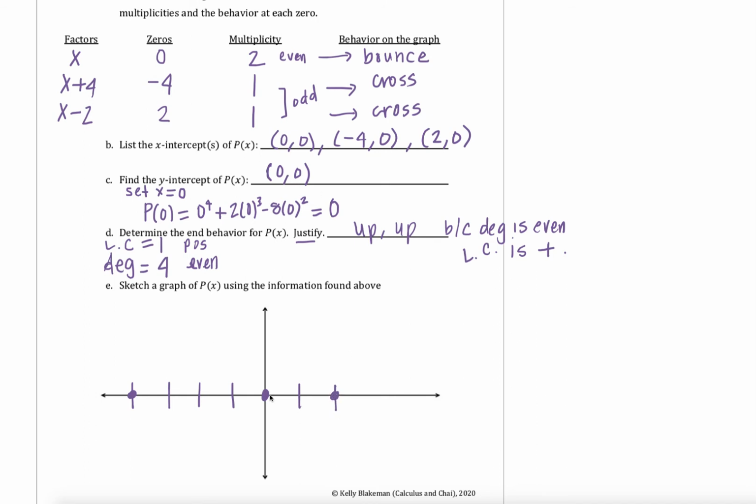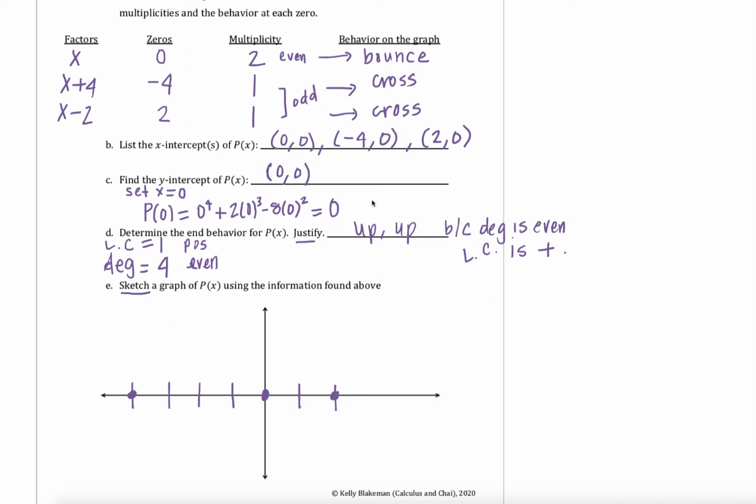My y-intercept is already plotted since it was also an x-intercept. So I only have to have these 3 points exact on the graph. Remember, we are sketching this, so your graph is going to look slightly different than mine. I'm only worried about the x and the y-intercepts being the exact points.